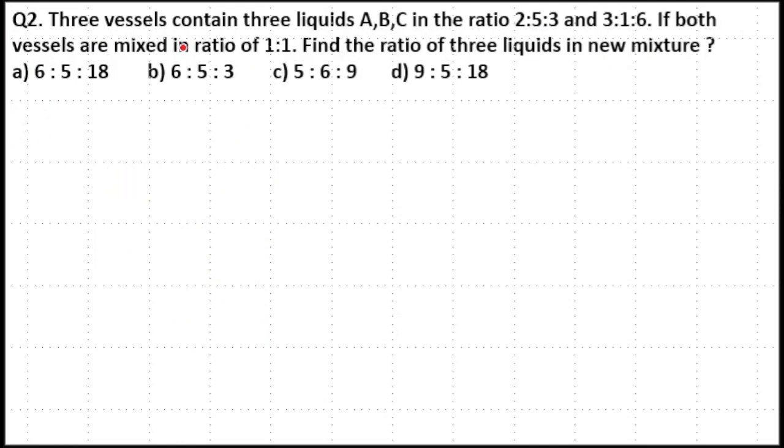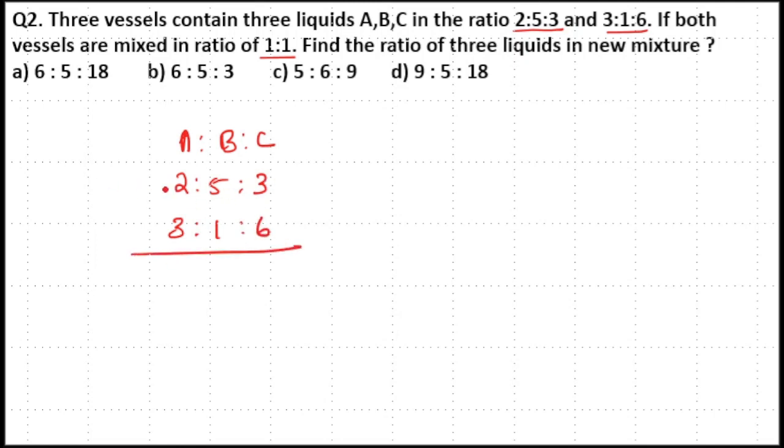Next is question number 2. Three vessels contain three liquids ABC in the ratio 2:5:3 and 3:1:6. If both vessels are mixed in a ratio of 1:1, find the ratio of three liquids in the new mixture. We have three liquids ABC, and in the first vessel, these three liquids are in the ratio 2:5:3, and in the second vessel, these three liquids are in the ratio 3:1:6. If you add the parts together, 2 plus 5 is equal to 7, 7 plus 3, 10 parts. 3 plus 1, 4, 4 plus 6, 10 parts.